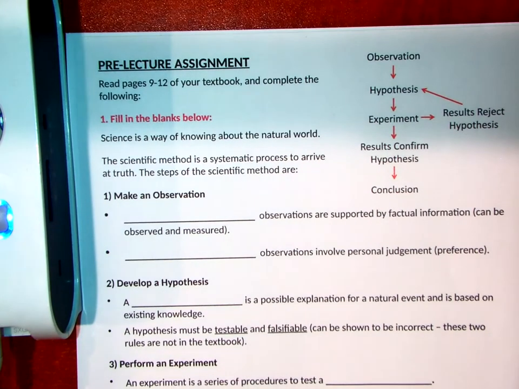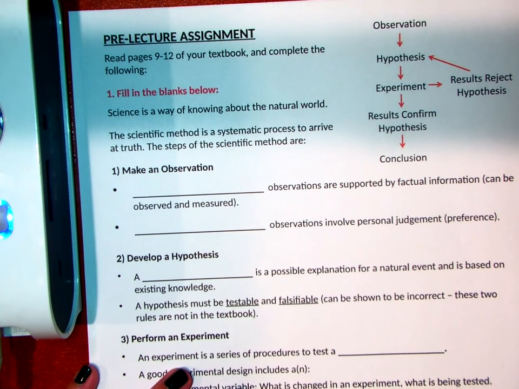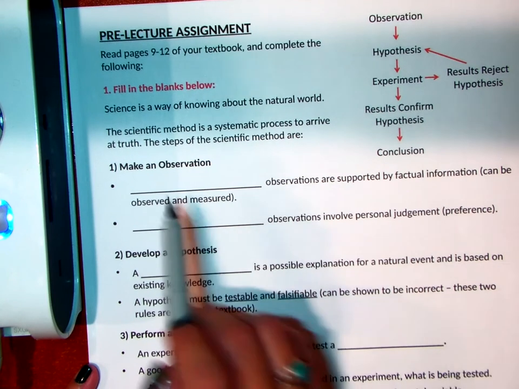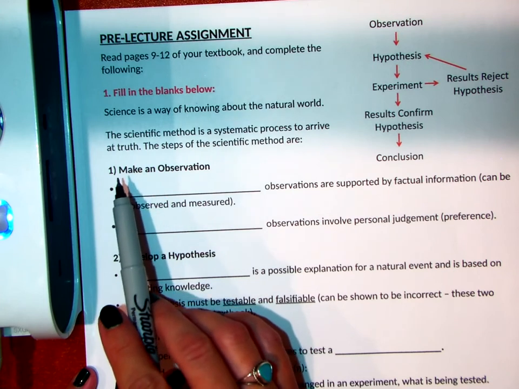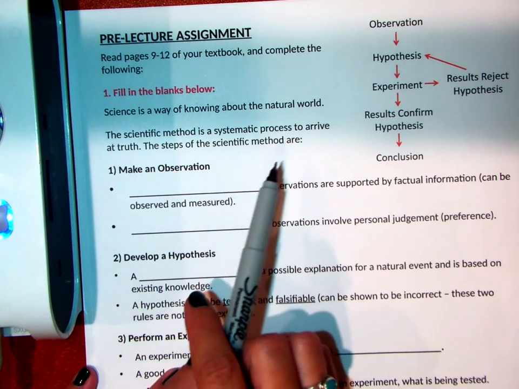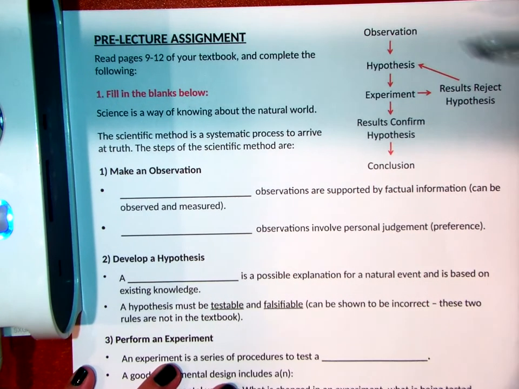So for the pre-lecture assignment, as you are reading your textbook on pages 9 through 12, you should be able to fill in these blanks. We'll go through this together. The first part is just talking about science. So science is a way of knowing about the natural world, and the scientific method is a systematic process to arrive at the truth. And we have the steps of the scientific method, which you guys are probably familiar with, but first we make an observation that brings up some sort of problem that needs to be solved or some sort of question to be answered.